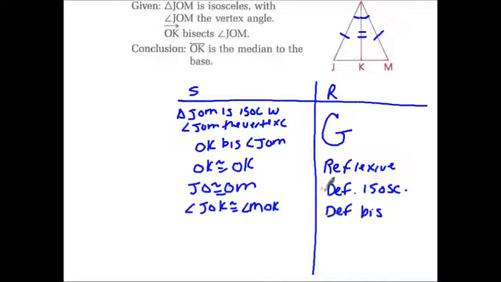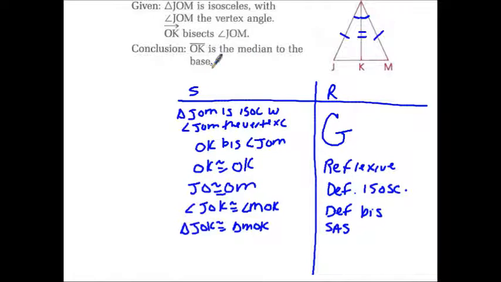Okay. Looking at my two triangles, I see they're going to be congruent by, again, side angle side. Triangle JOK is congruent to triangle MOK. SAS. Two sides and an included angle. Now, let's go back and touch base with our conclusion. We're trying to prove that OK is the median to the base. What would we need to say it's the median?